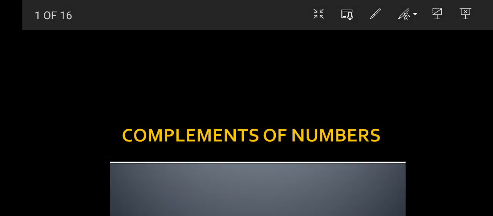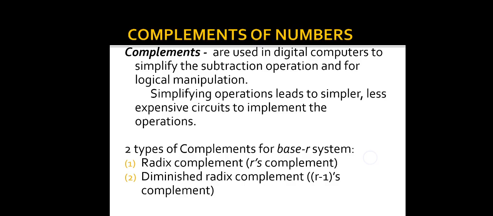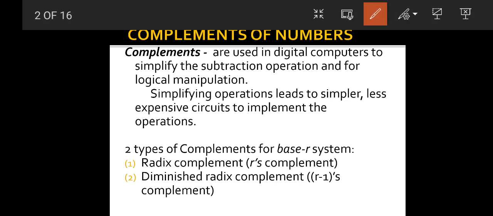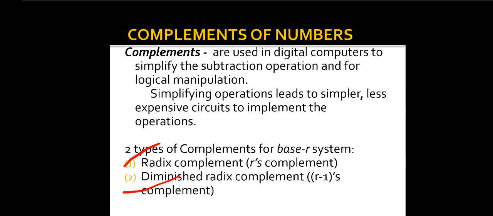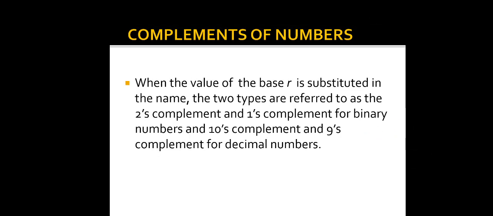Good day, everyone. Before we start our new topic, we have to review first your last topic, which is the complements of numbers. For the complements of numbers, there are two types for the base R system. You have your radix complement, which is the R's complement, and your diminished radix complement, which is the R minus 1's complement. Each complement has its own formula for you to compute the complements of your base R system.